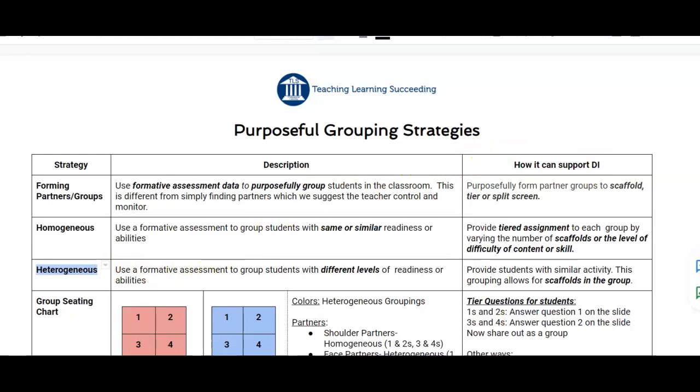Conversely, at times, heterogeneously grouping students can work well. In this arrangement, the grouping allows for scaffolds within the group. Be sure to provide clear parameters so the group members all understand what their individual responsibilities are.